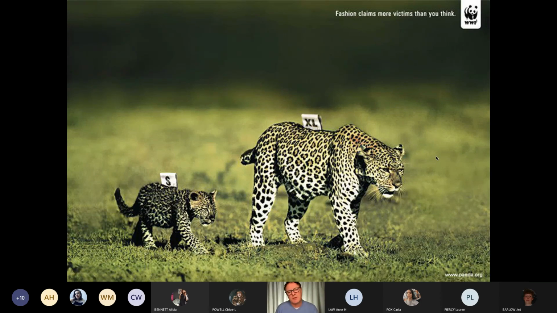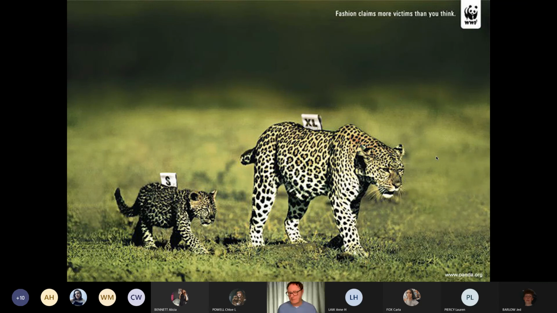So now look at this from a different perspective, showing both the baby cub and the adult lion. So fashion claims more victims than you think. It can claim the entire pack, the entire family. They are like walking garments ready for slaughter. So that's a really powerful, poignant use of visual metaphor.